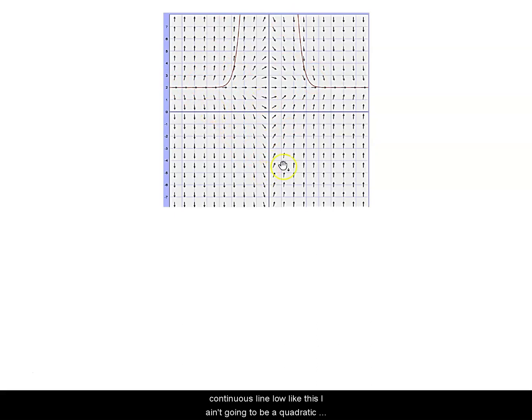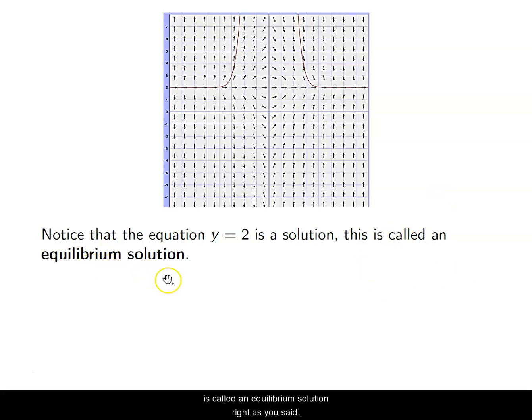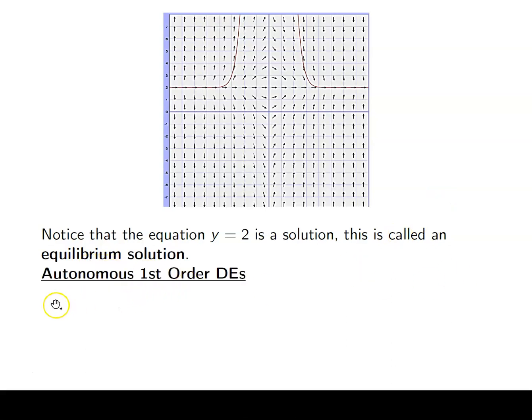It's going to be a quadratic looking type of function that has a limit of 2 as time goes to negative infinity, and a limit of 2 as you go towards infinity. Okay. So notice that the equation y equals 2 is a solution. This is called an equilibrium solution, right? As we said before. So now let's go over autonomous first order DEs. So we'll talk about what an autonomous DE is as well.